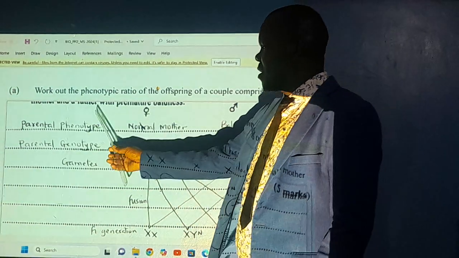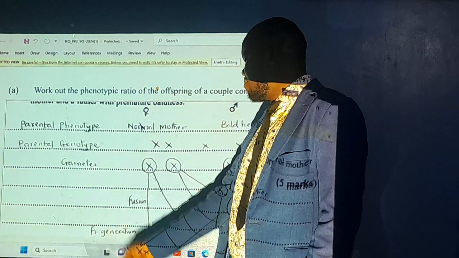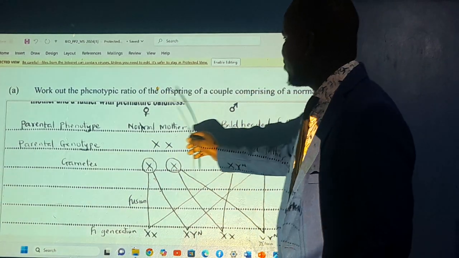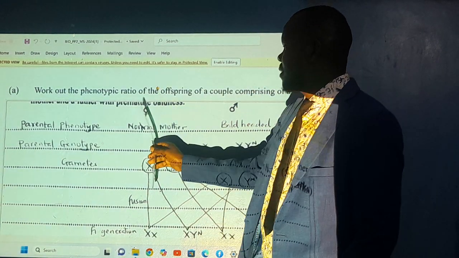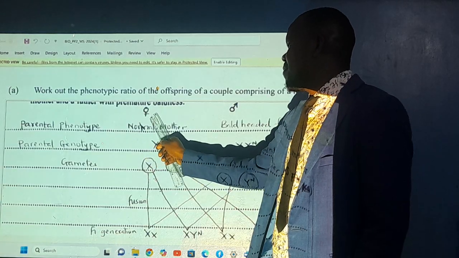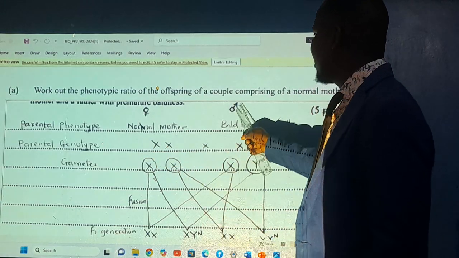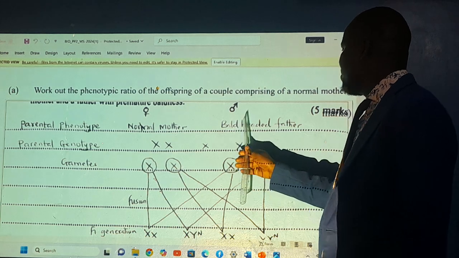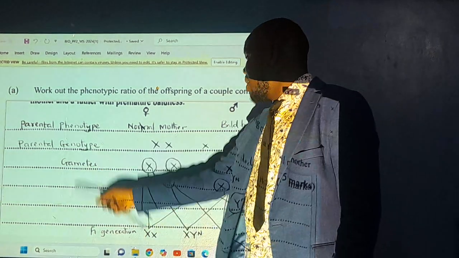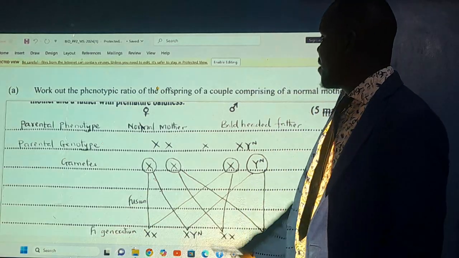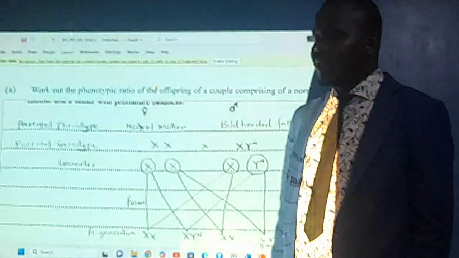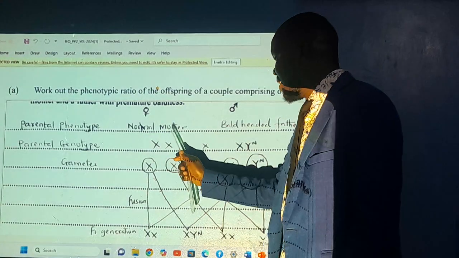We have the parental phenotype, parental genotype, gametes, fusion and the F1 generation. In the phenotype area, we have the female, this is the symbol of a female, a normal mother. Then this is the symbol of the male, a bald-headed father. It's a 5-mark question. Now the parental genotype: the female is XX, the sex chromosomes X and X.